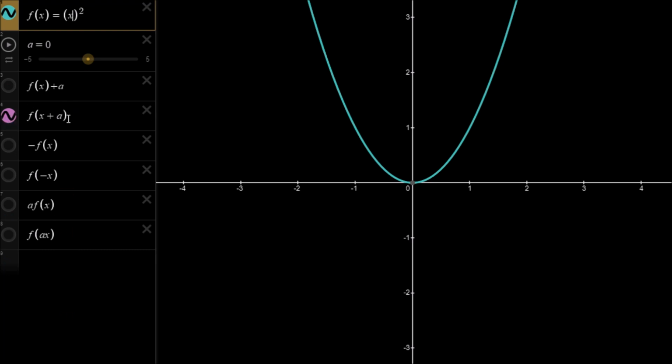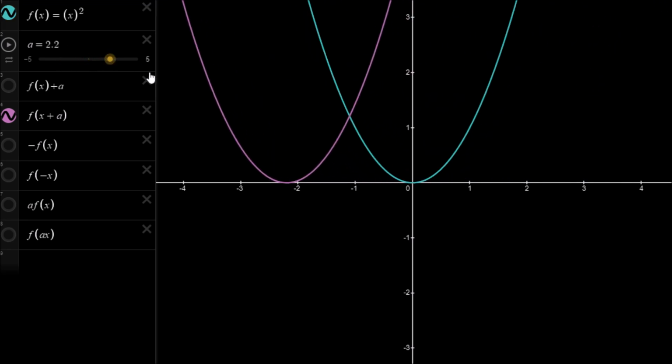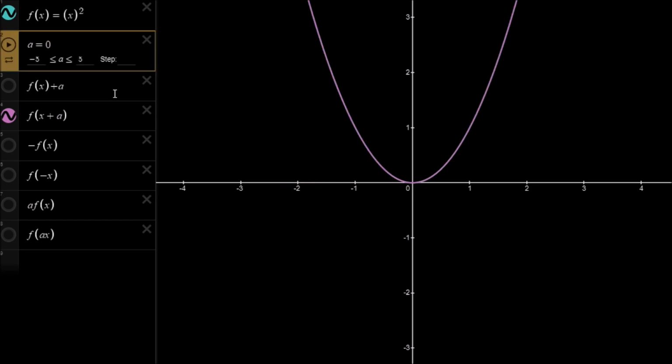So if we have f of x plus a, you'll see here that whenever we make a negative, it shifts the function to the right. And when we make a positive, it shifts the function to the left. So now we can shift the function left and right and up and down. So it means if we were to do both of those at once, then we could move this function anywhere on the screen. So let's put that back to 0 and we'll look at the next one.